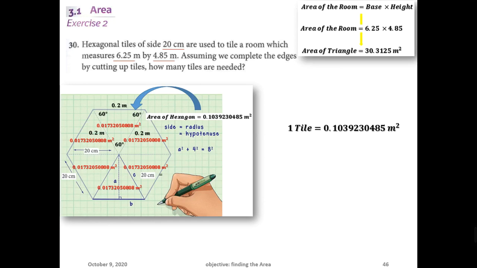So one tile is going to cover 0.104 meters squared. But the total area that we want to cover is 30.3125 meters squared. So we did arrange the given information underneath each other. So meter squared underneath meter squared. The number of tiles, the one tile here, underneath it, the total number of tiles, which is unknown. So tiles underneath the tiles, meter squared underneath meter squared.